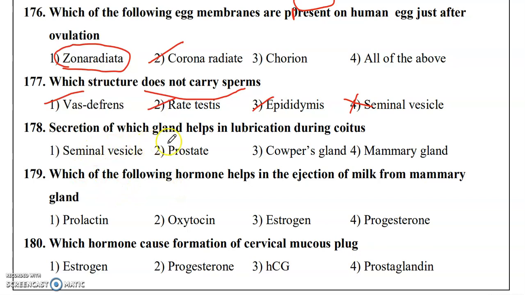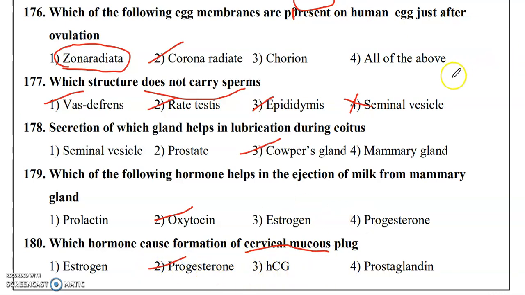178. The secretion of which gland helps in lubrication during coitus? Cowper's gland. Next one, which hormone helps in the ejection of milk from the mammary gland? Oxytocin, otherwise called milk let down hormone or childbirth hormone. Which hormone causes the formation of the cervical mucus plug? Progesterone.